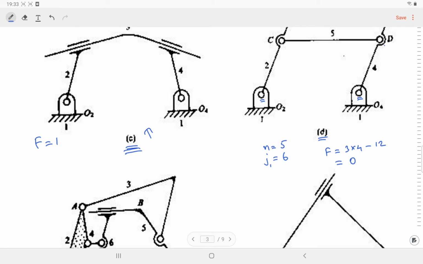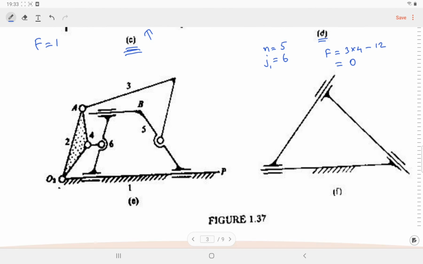Okay, fine. Now for this case, it looks complicated, but even for this one, let's see. N is equal to 6, so one is fixed, and this one, and this total one, that's 3, and this small link is 4, and this link is 6, and this link is 5. Okay, so total 6 links.